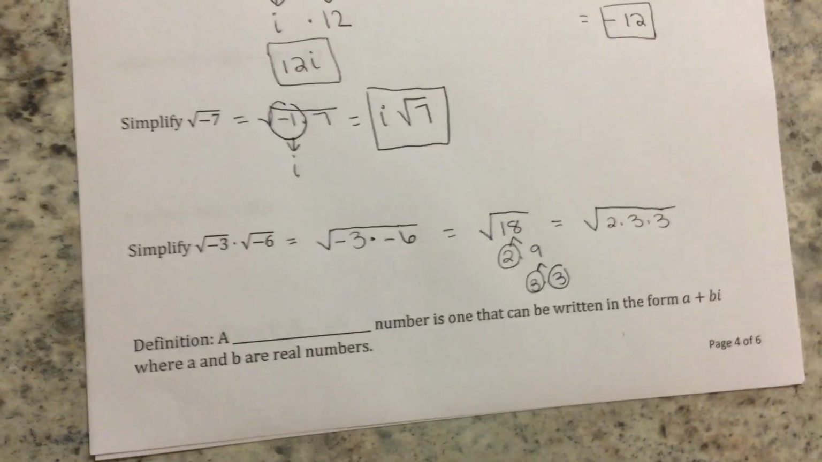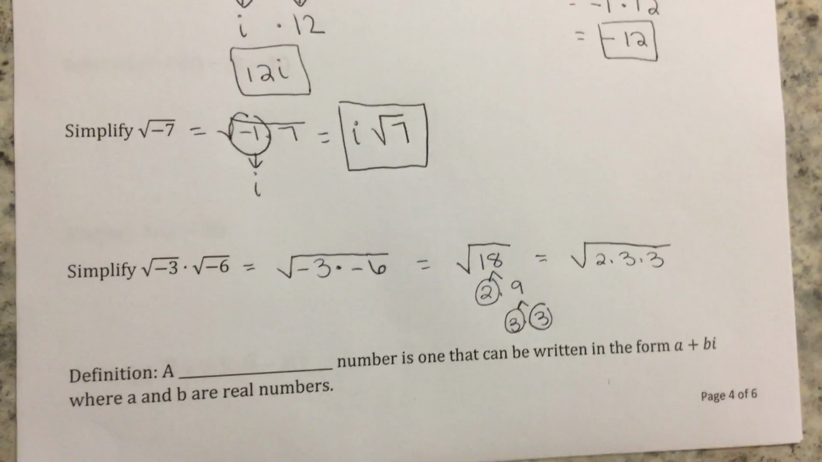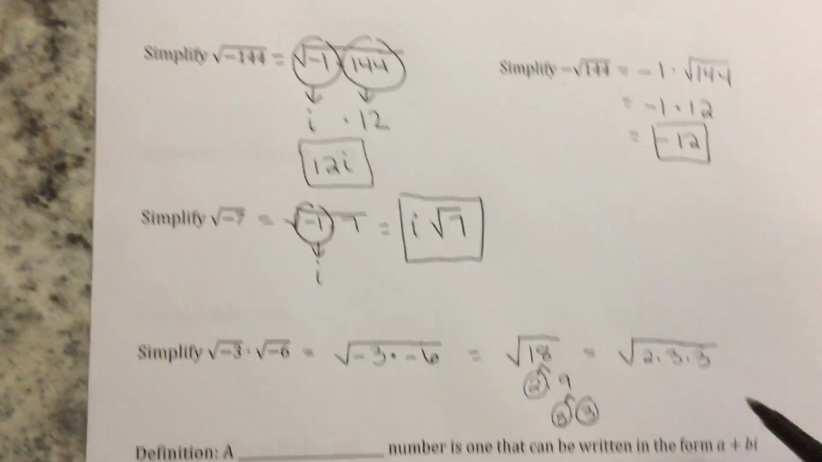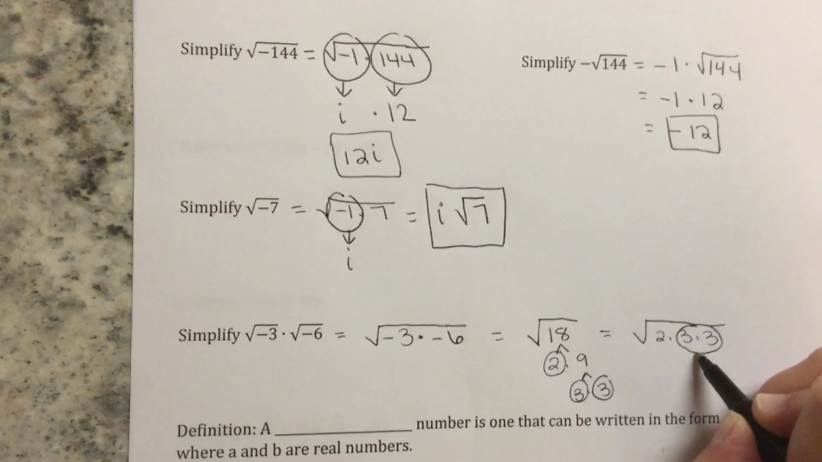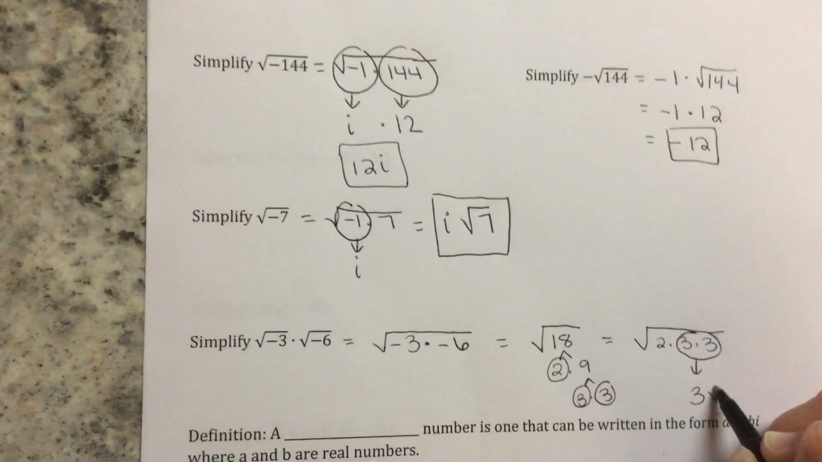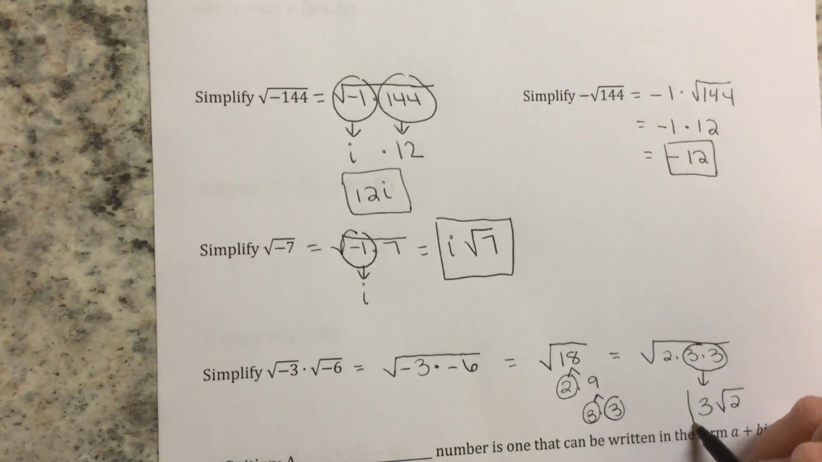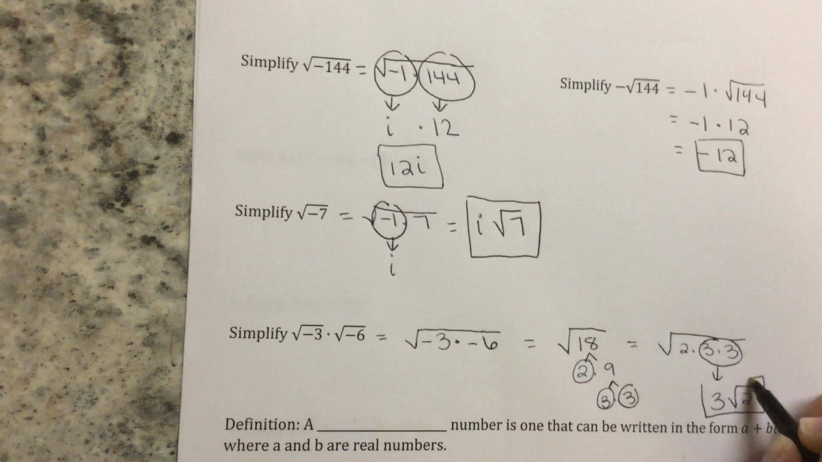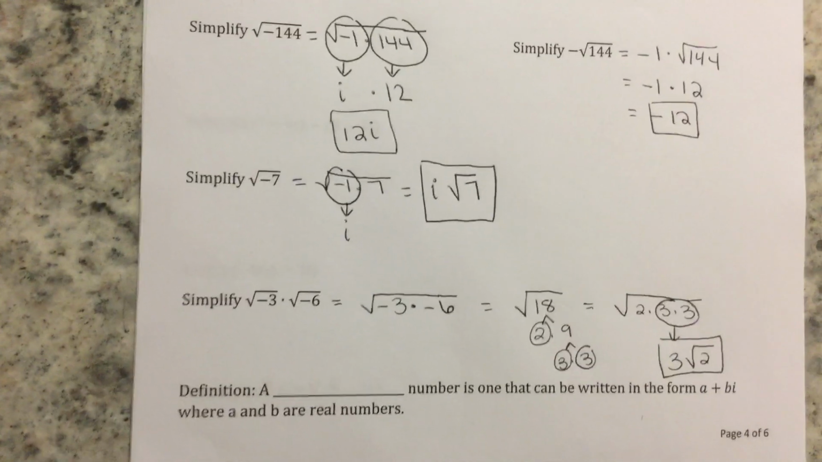It's a square root, so I'm looking for 2 of a kind. So I have two 3's that are coming outside the radical. That 2 is by itself, so it's going to stay underneath the radical, for my final answer of 3 square root of 2.